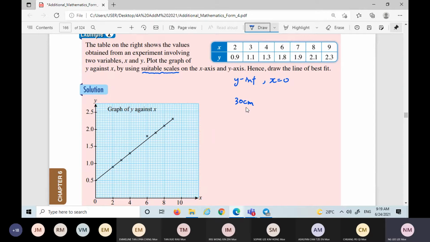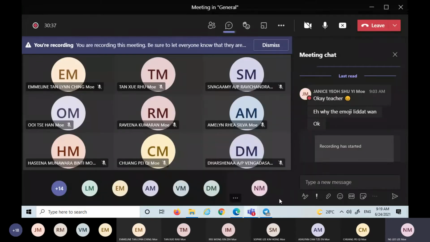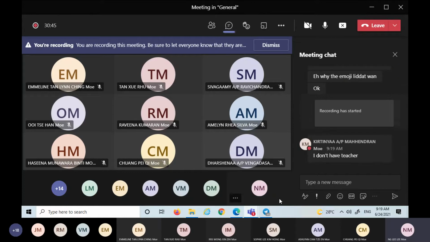For this chapter, do you have graph paper, dear? Do you have graph paper at home? Anyone have the problem, no graph paper at home? Say now. If not, when I mark your book and you are not using graph paper, I will ask you. You don't have? Do you have one? Your sibling? Your parents?